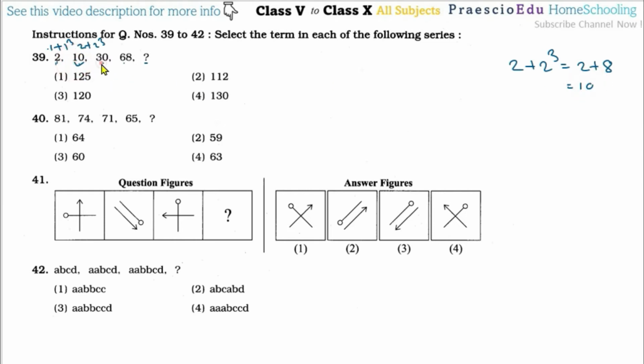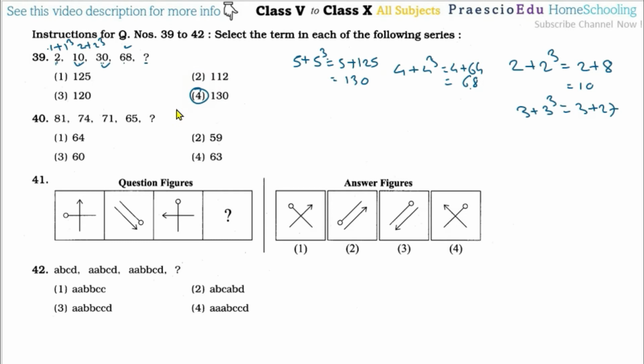Now 2 plus 2 cube means 2 plus 8, so we are getting 10. Then the same, 3 plus 3 cube means 3 plus 27, that is 30. Same here, 4 plus 4 cube means 4 and 4 cube is 64, so we are getting 68. Like this, 5 plus 5 cube, 5 plus 125 is 130, and this is given in option number 4.